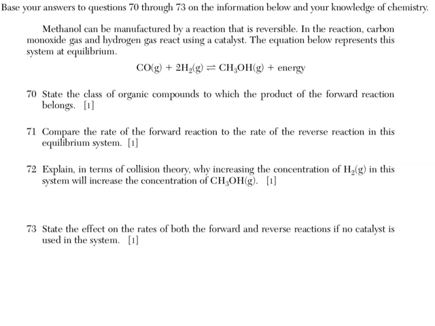70 says, state the class of organic compounds to which the product of the forward reaction belongs. So the product of the forward reaction is this guy right here, and it just wants us to see which class of organic compounds. So we can go to Table R, our organic chemistry chart, and look up and see what this thing looks like. And I see this OH right here, and that, according to our chart, is going to be the alcohols. It also tells us in the question that methanol can be manufactured. So if you see that right off the bat, all that tells you it's an alcohol also. Either way, alcohol for number 70.